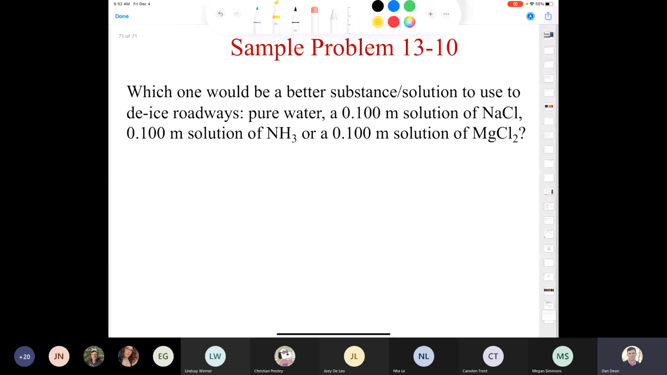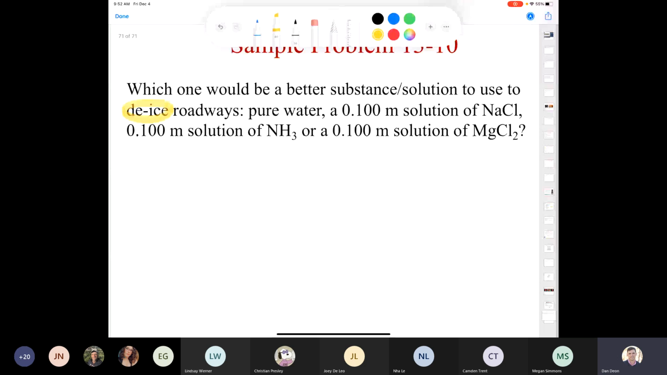Well, if we're trying to de-ice a roadway, what are we trying to do? We're trying to get the ice to melt, aren't we? Therefore, we're looking at freezing point depression, right? Delta Tf, which is going to be equal to Kf times little m. That's the formula we looked at last class, right? But now we're adding a dimension to it. We're going to have to multiply it by what? The Van't Hoff factor.